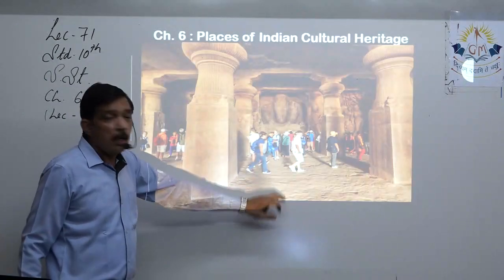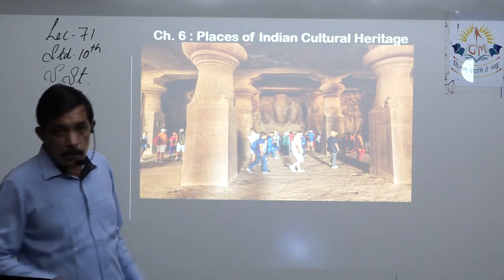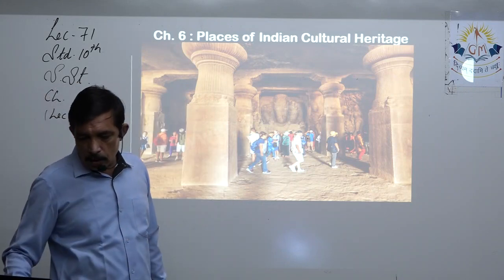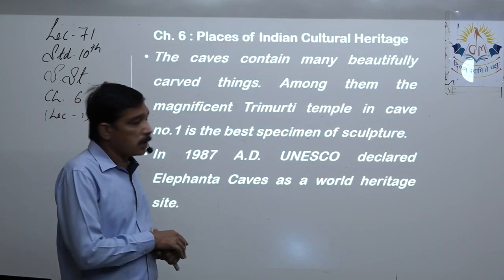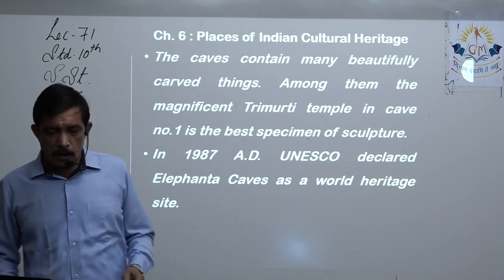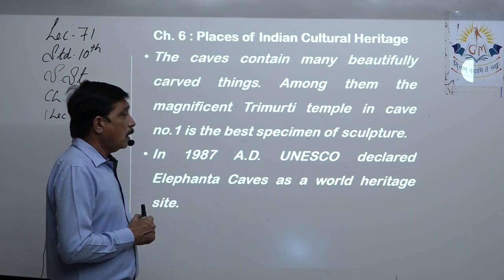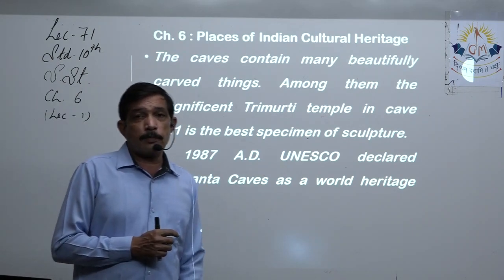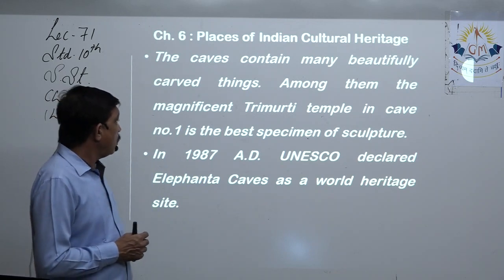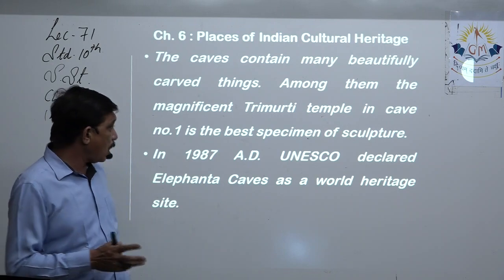You can see the beautiful flooring is also still the old stone. Yes, that was once part of the same whole structure. The caves contain many beautifully carved things. Among them, the magnificent Trimurti temple in cave number 1 is a very fine example of sculpting work, and claims to be one of the very best specimens of Trimurti carved out over here.